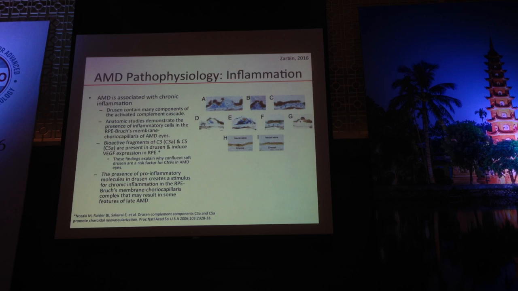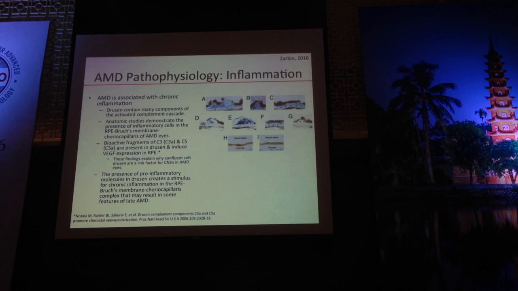So when I was in residency, what we were taught was that the primary cell that was damaged in age-related macular degeneration was the RPE cell. And this is an idea that really started with Michael Hogan in the 70s.